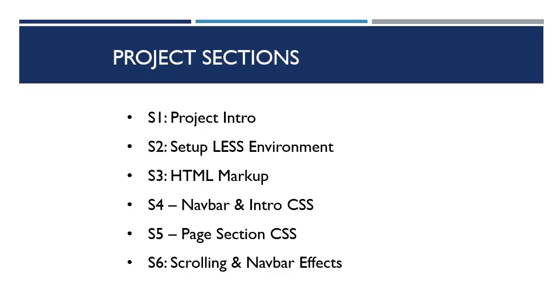Section 3 will be the HTML markup, so that'll be basically one long page with different subpages. And section 4 will be doing the nav bar and the intro CSS, which is basically the front page. We'll have a big image and some content. And then section 5 will be each page section, and then section 6 will do the scrolling and navbar effects.